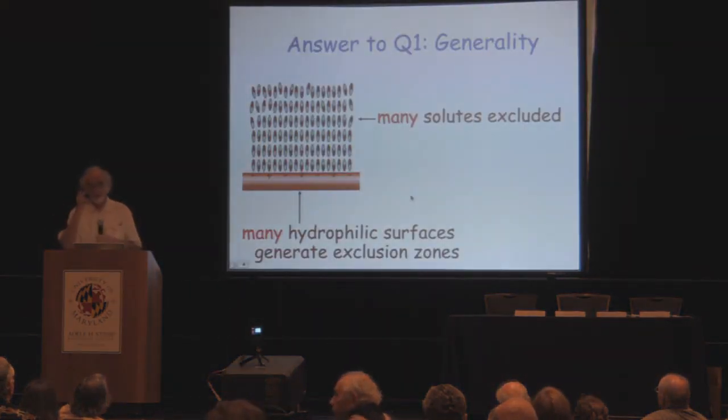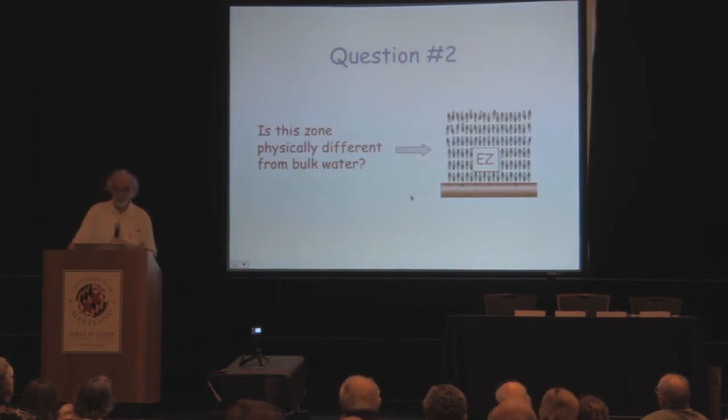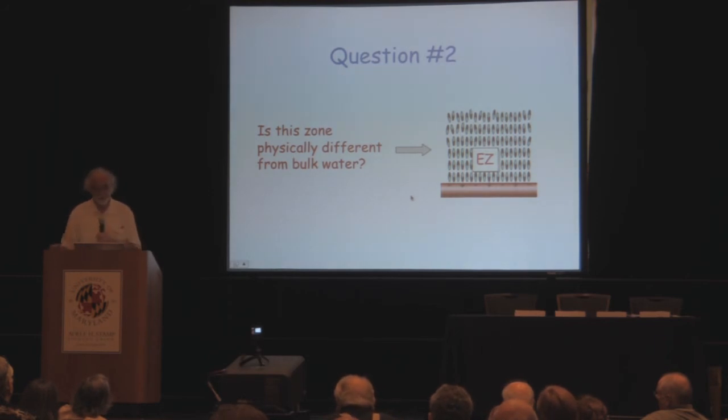Okay, so the answer to the first question about generality is that many hydrophilic surfaces generate exclusion zones, and many solutes are excluded, so it looks like a pretty general phenomenon. Okay, question 2, is this zone really different from ordinary bulk water? I alluded to the possibility that it's different, but I presented to you no evidence. So I want to list the evidence, and I'm not going to talk about each one in detail because much of it's published and it would take too long. I'll discuss two of those pieces of evidence.